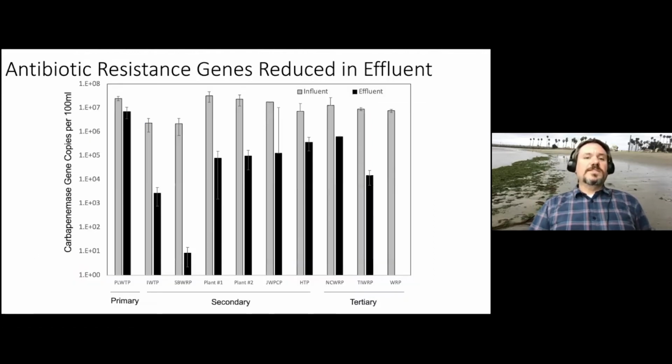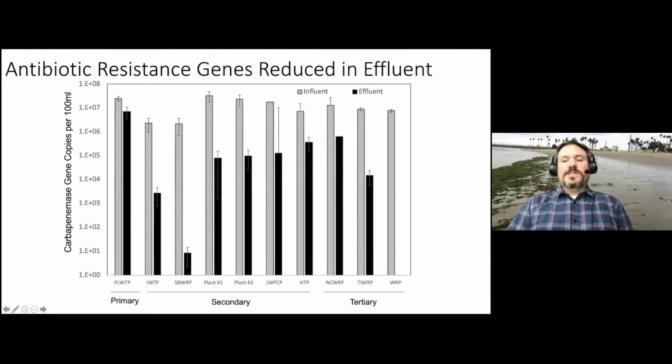When we looked at genes, and these are the carbapenemase gene copies, we found that there was still a reduction, but it was not quite the same pattern as we saw in the viable bacteria. So now these may be viable or non-viable bacteria. These are just the genes themselves, which is why I'm showing you concentrations. And you can see in the influent, which is the gray bars, that we had quite a few of the carbapenemase genes coming into the plants, and they were reduced in almost every case. And particularly once we got to tertiary treatment, and especially the highest level of tertiary treatment over here, they were nearly eliminated.